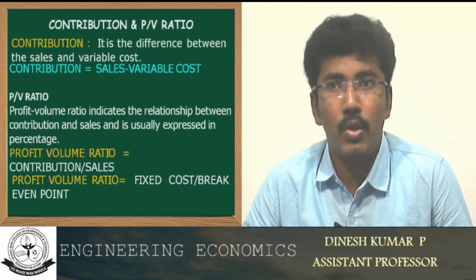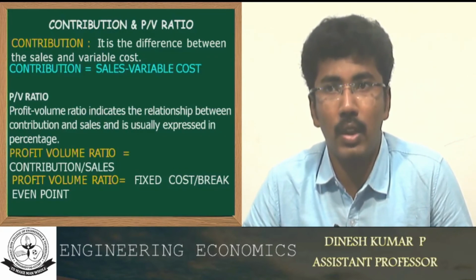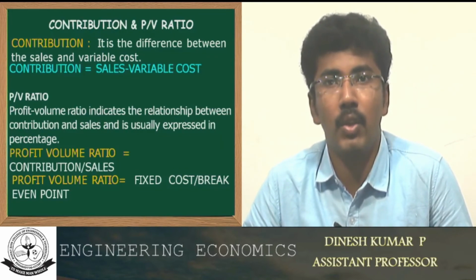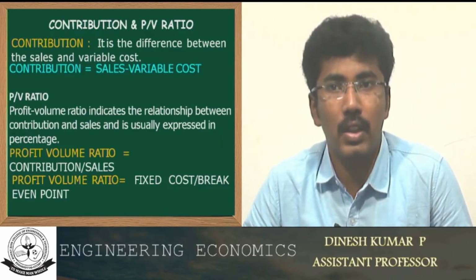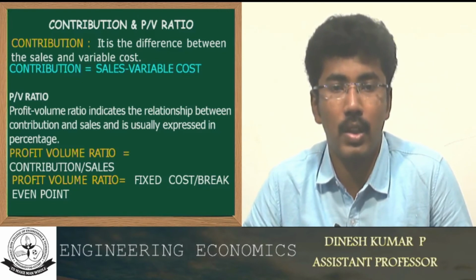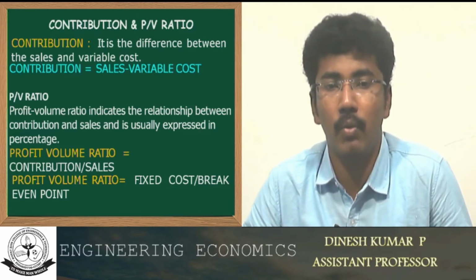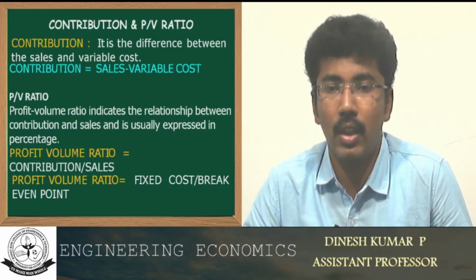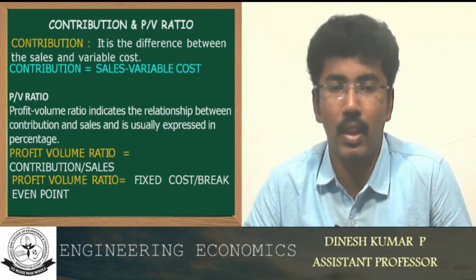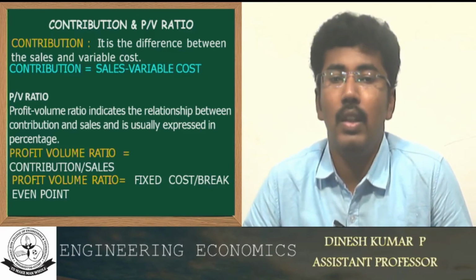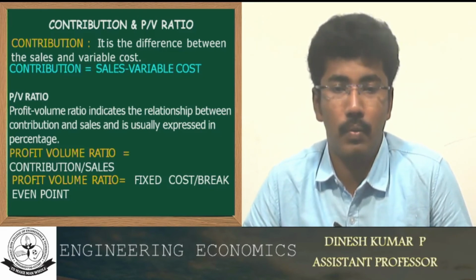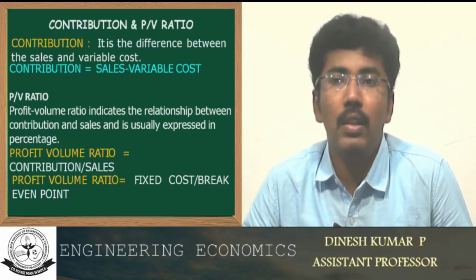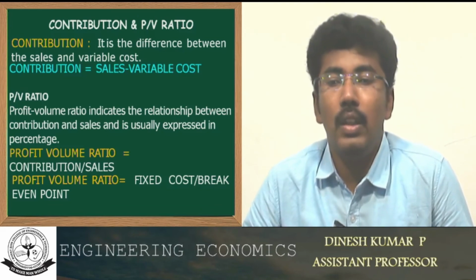The contribution and the PV ratio. The contribution is the difference between the sales and the variable cost. The PV ratio, where PV means profit volume ratio, indicates the relationship between the contribution and sales and is usually expressed as a percentage. Profit volume ratio is the ratio of contribution to the sales, also used to find the fixed cost at the break-even point.